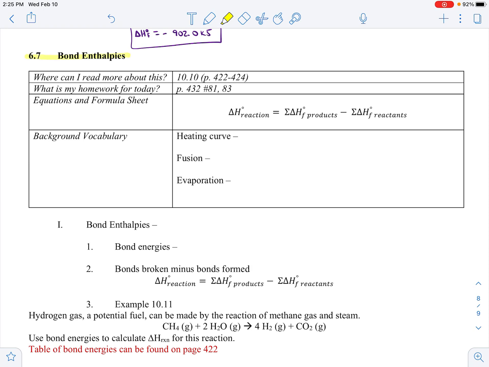We're going to talk about bond enthalpies. If you're going to read more about this, it's right here, 1010. We also want to go to page 432, 81, and 83.